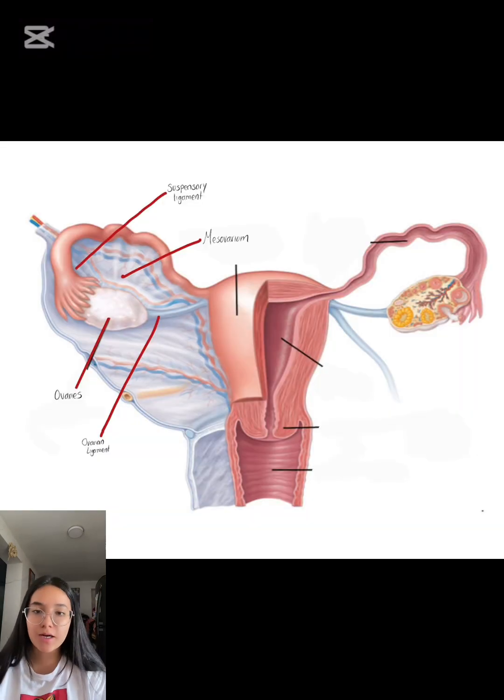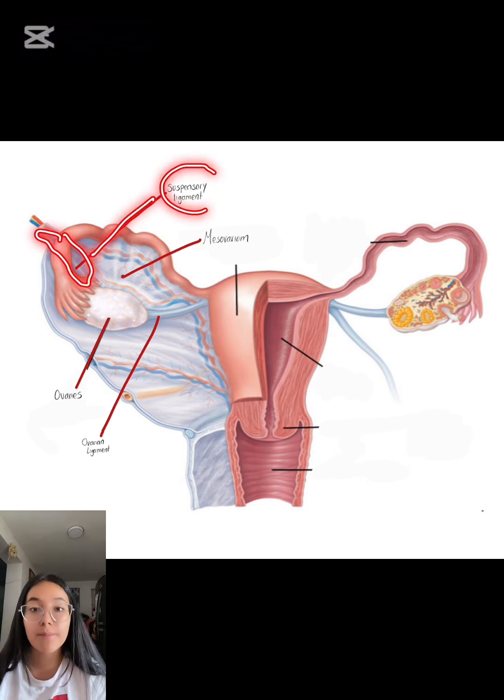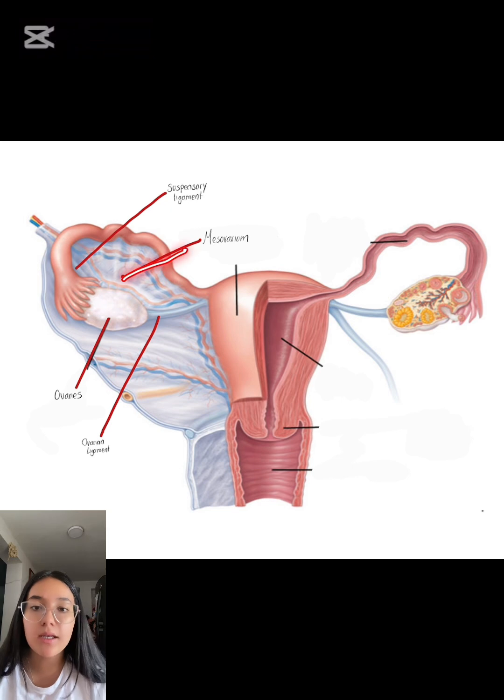The ovaries are the female gonads where oogenesis takes place. They are located on each side of the uterus and are held in place by several ligaments: the ovarian ligaments, the suspensory ligaments, and the mesovarium, which is part of the broad ligament.